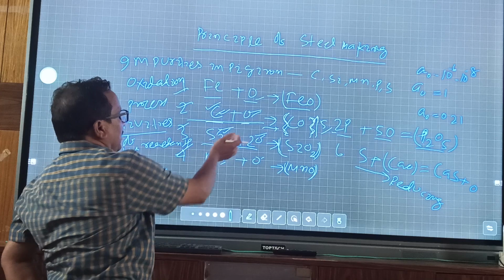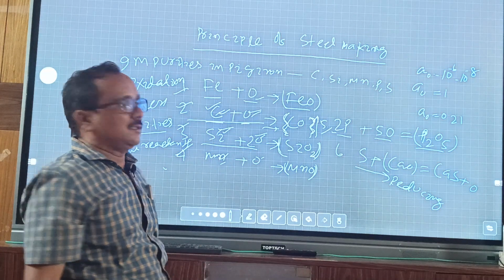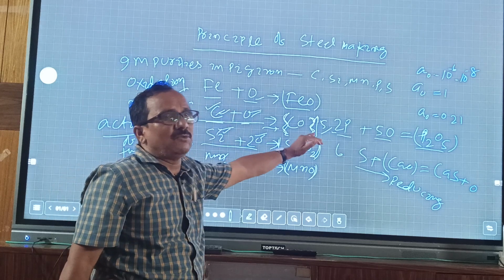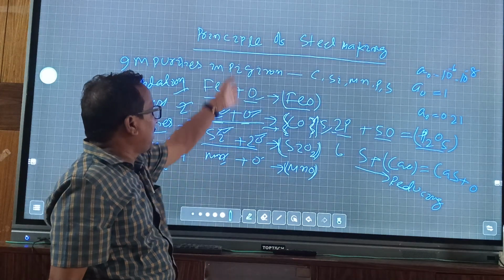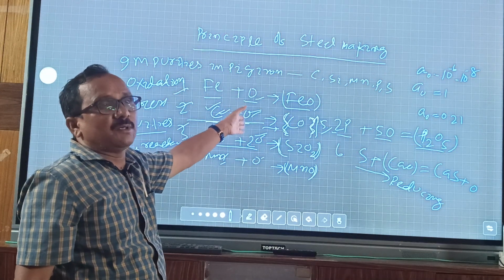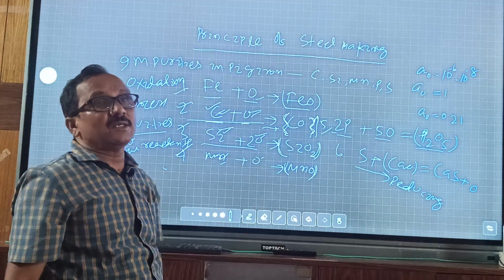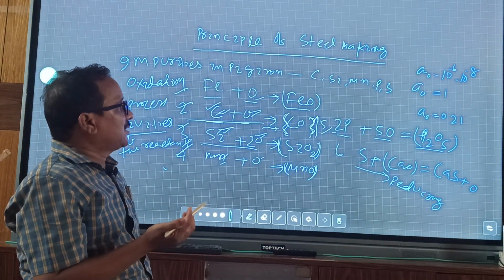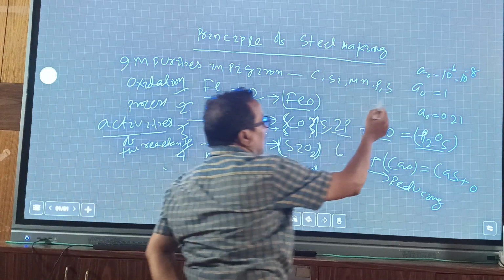Only we can increase the activity of oxygens. If you increase the activity of the reactant side, then the reaction will go forward. So to increase the activity of the reactants, we can only increase the activity of the oxygens. So how can we increase the activity of oxygens? We will consider the activity of different oxygens.